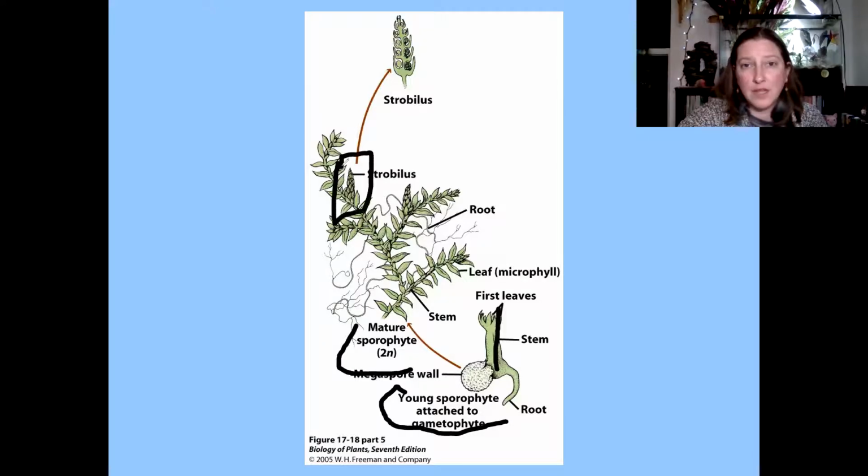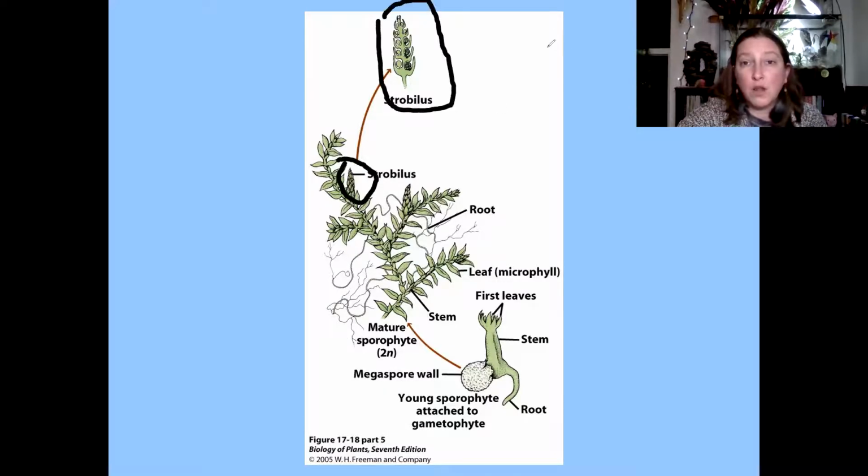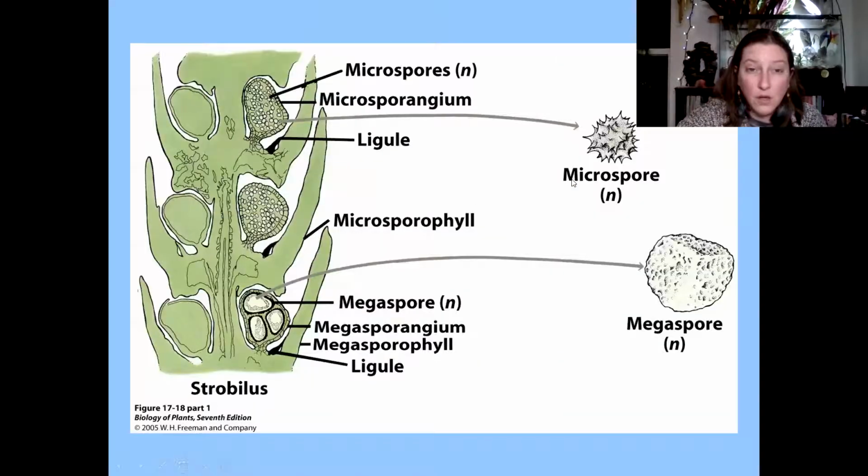Some of the things we learned today: strobilus. The mature sporophyte plant has real things, right? Real stem, real root, real leaf. If we were to look at one of these strobili more closely, up close, because Selaginella makes two different types of spores, it has two different types of sporangia, each type making its own spore type.